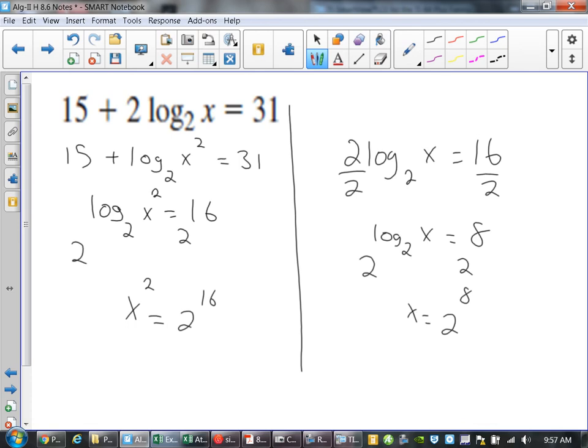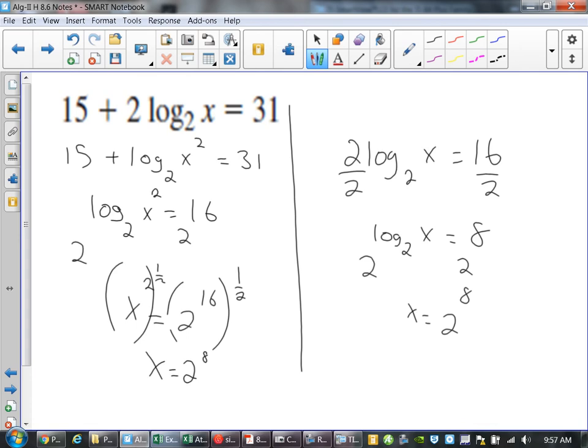How would you undo squaring? Square root. Square root's the same thing as what power? Half power. Exponent rules tell me that I'm going to get 2 to what power then on the 2 to the 8th. So you're doing way more work on this side. What you said was not wrong. It still works. You get the exact same solution.